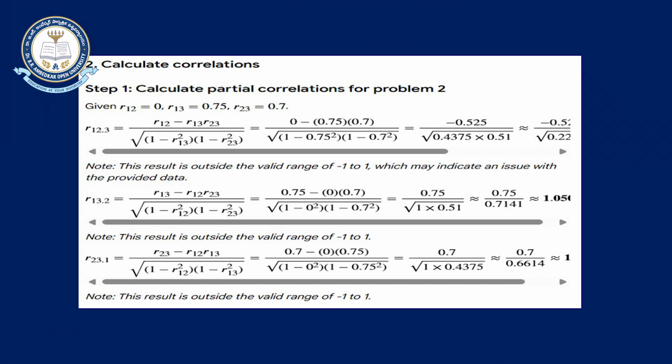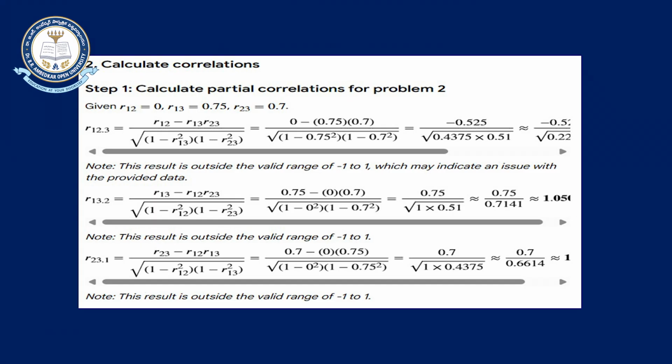Next, it is R13.2. Here also I will use the formula. Substituting the values, I got 1.054, but the properties are not satisfied. So, the data has errors, but the unnecessary data can be removed by using the linear effect.